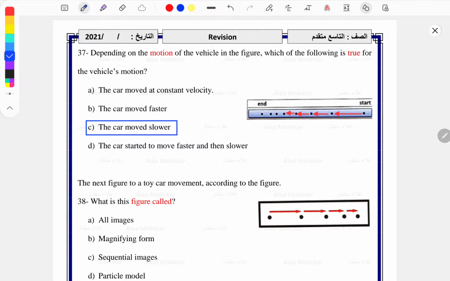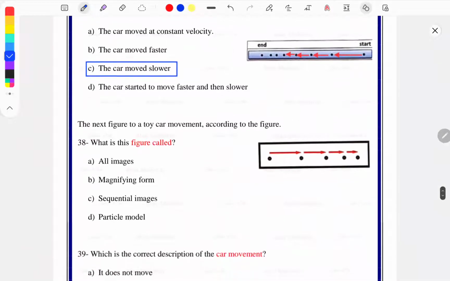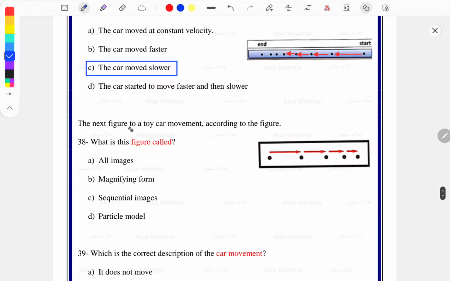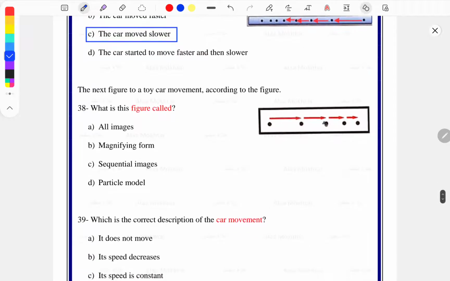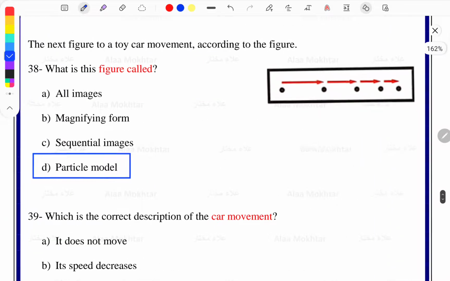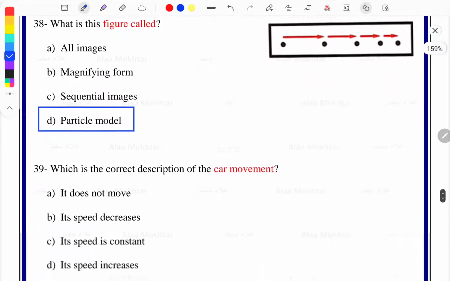The speed decreases. Also, the next figure is of a toy car's movement. According to this figure, what is the figure called? All images, magnifying form, sequential images, or particle model. This is the particle model. Particle model, when I draw dots like that to represent the motion, it's called a particle model.